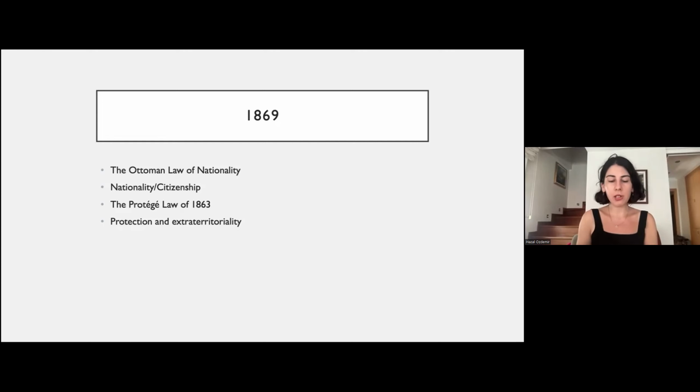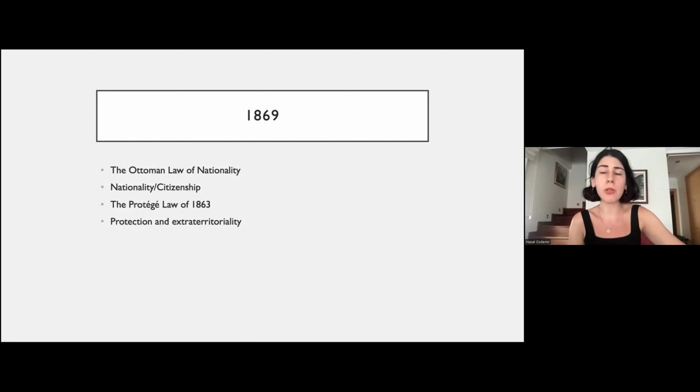Rather than seeing the nationality code as a culmination of previous centralizing reforms, we can associate it with the history of foreign interference in the Ottoman Empire. In 1779, after the loss of the Crimean Khanate, the Küçük Kaynarca Agreement forced the Ottoman state to give the Russian imperial government the right to establish an Orthodox church in the imperial capital, in addition to the right to protect Orthodox Christian subjects.